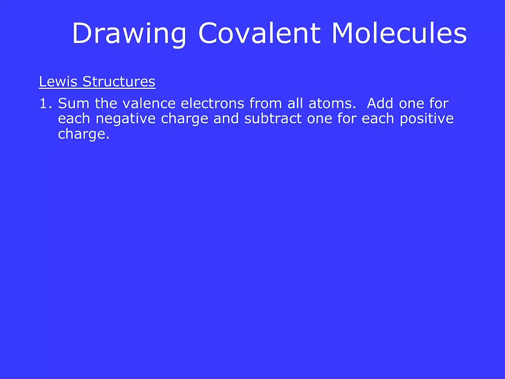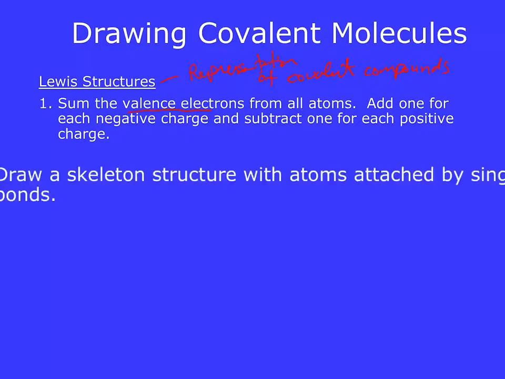But basically, to draw a Lewis structure, which again is a representation of covalent compounds or molecules. Okay, so we sum the valence electrons from all the atoms. That's the first thing we're going to do, is add them up. You add 1 for each negative charge and subtract 1 for each positive charge. So if there is a charge, then you need to do some extra work there.